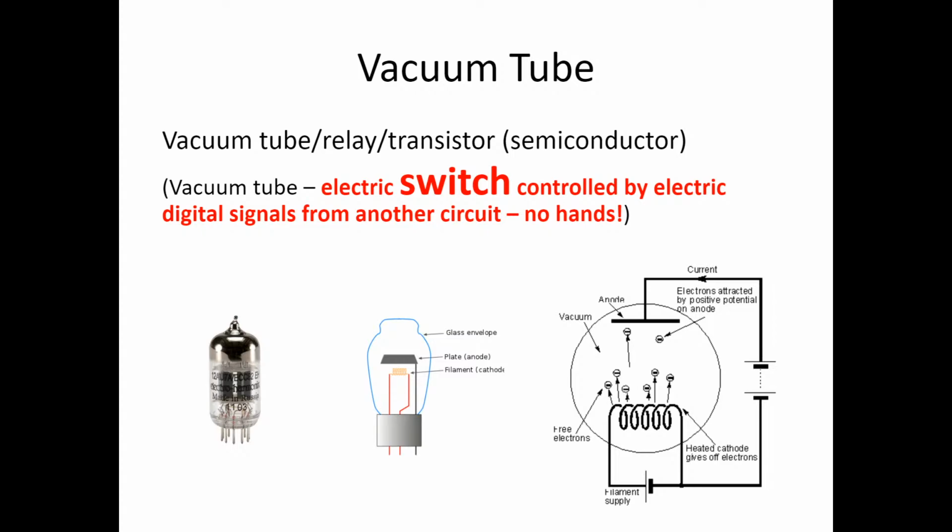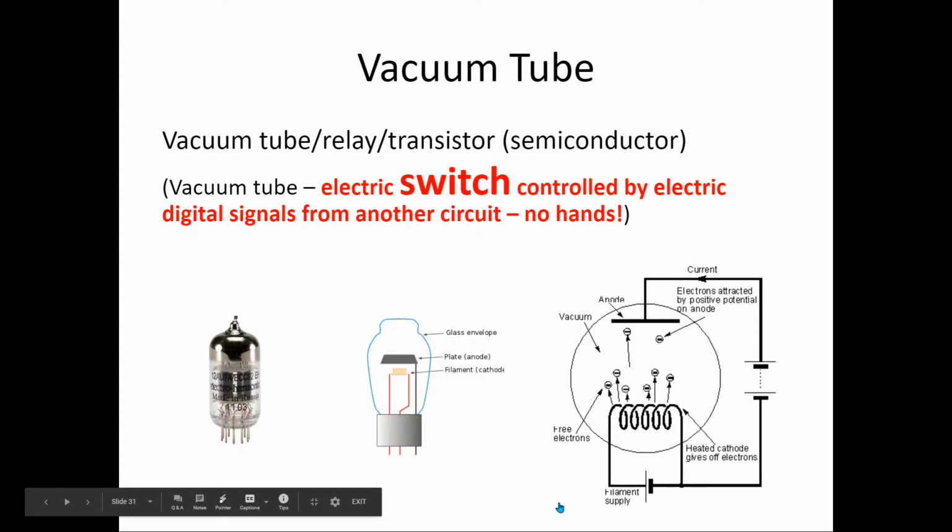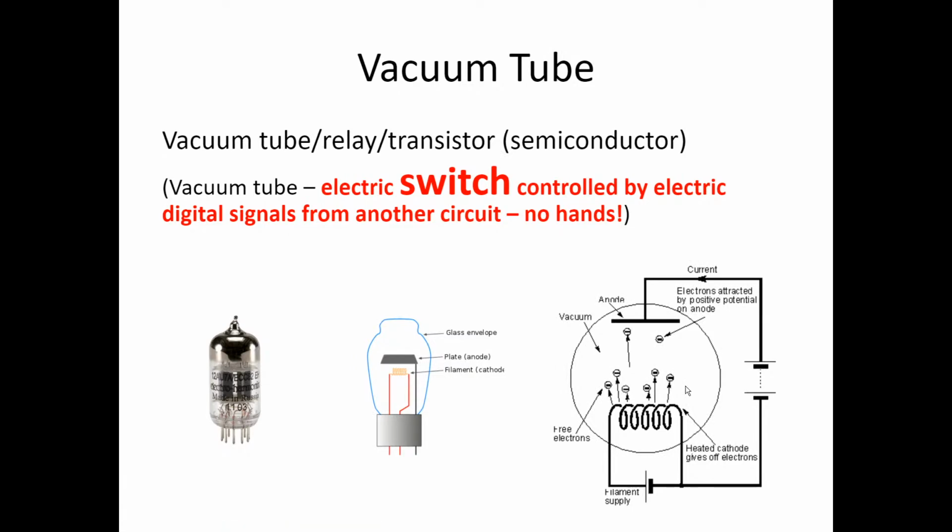So we have a vacuum tube. The vacuum tube is essentially an electrical switch which is controlled by digital signals from another circuit. This does not require any hands. It's all controlled digitally. On the right side you can see this diagram, and that is what a vacuum tube would look like.